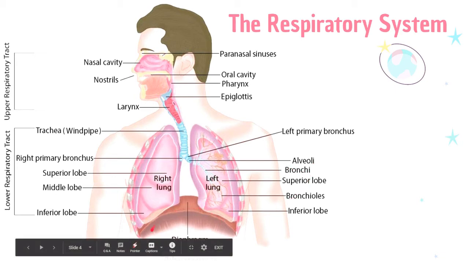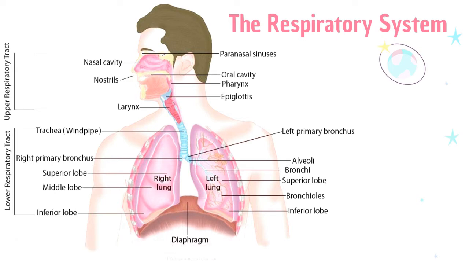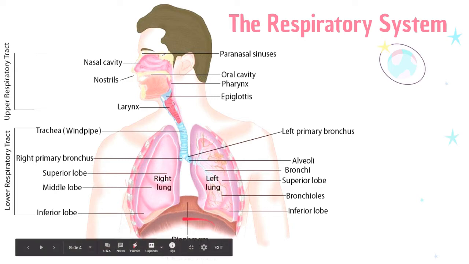So this muscle at the bottom of your rib cage, where your lungs are sitting on top of, is your muscular diaphragm. Okay, so the action of the diaphragm is the reason why we can actually breathe. So more about that later. So these are the parts of your respiratory system.